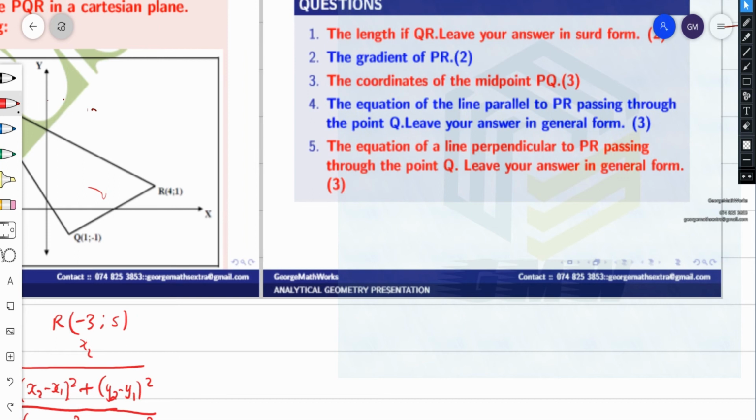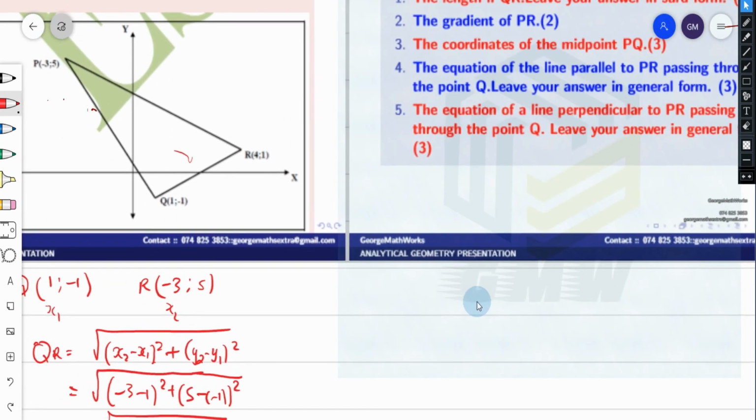The second question says the gradient of PR. Now we just learned how to calculate the gradient. This is question number 2. When you hear gradient, you're supposed to first write down the formula: m is equal to y2 minus y1 over x2 minus x1. Now with that done, we want the gradient of PR. P is the coordinates (minus 3, 5), and R is the coordinates (4, 1).